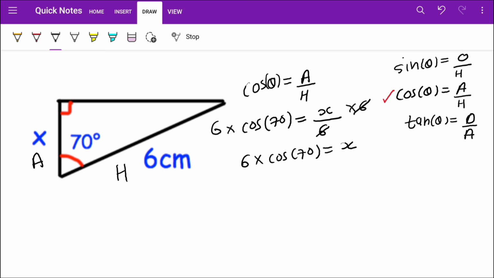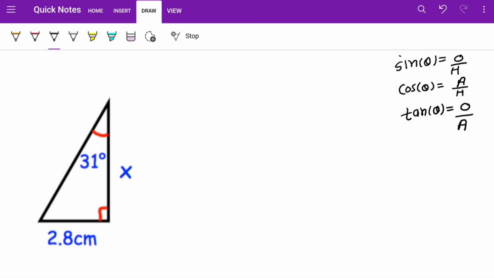So you put this in the calculator and you get 2.052 and continues, equals X. So we will round it to one decimal place. So we get 2.1 centimeter equals X to one decimal place. So let's try this question. Pause the video and try this question by yourself.